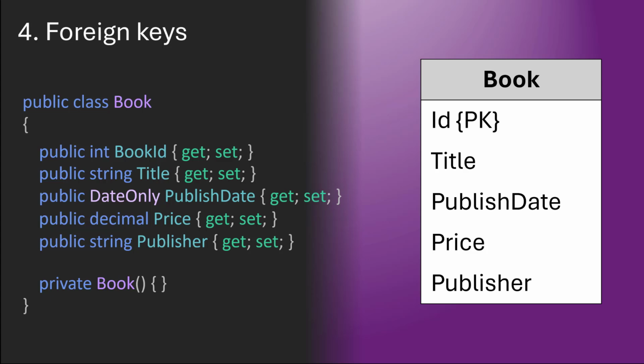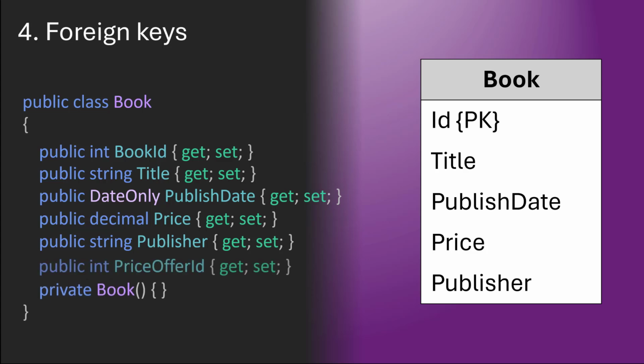Last convention is about foreign keys. Sometimes foreign keys are optional to include and sometimes we have to use them. The naming of the foreign key should be the name of the referenced entity plus ID. For example, if I want to reference a price offer, I would call the property price offer ID like this.